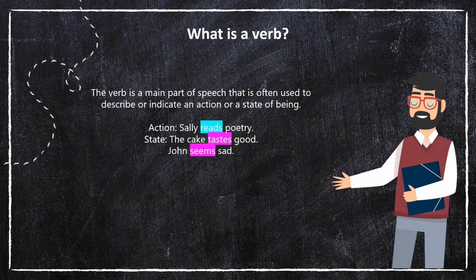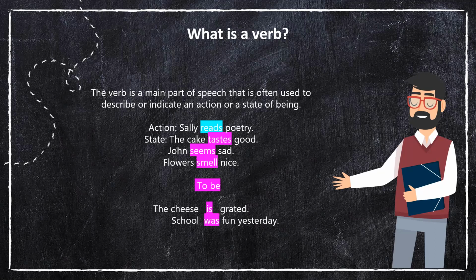Another example is John seems sad. John doesn't do sad, John is sad. Therefore, seem is not an action verb, but describes a state of being. Flowers smell nice. Once again, not an action, but a state of being verb. The most common state of being verb is the verb to be. We use be to describe a lot of states rather than actions. The cheese is grated. School was fun yesterday. Maya is tall.